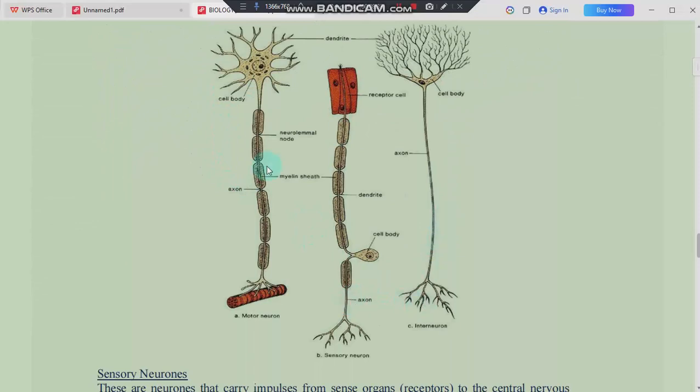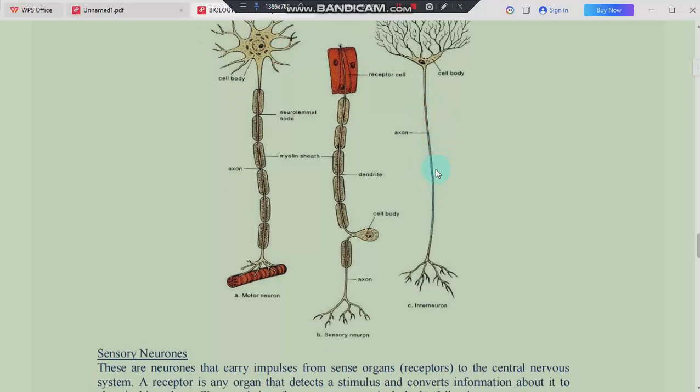Then we have the motor neuron, which is going to carry the electrical impulses from the central nervous system, which is made up of your brain and the spinal cord, to the effectors. Your effectors could be the skeletal muscles, your muscles of the biceps and the triceps, which are known as antagonistic muscles, acting opposite to each other.